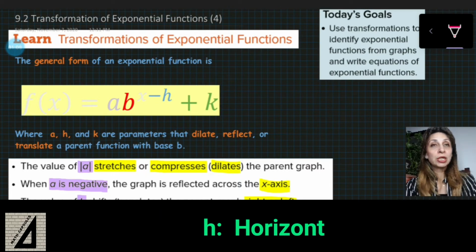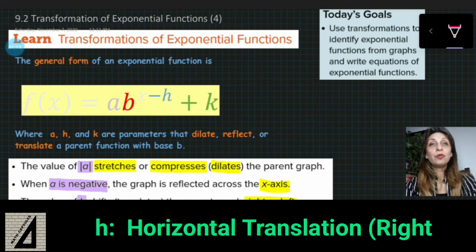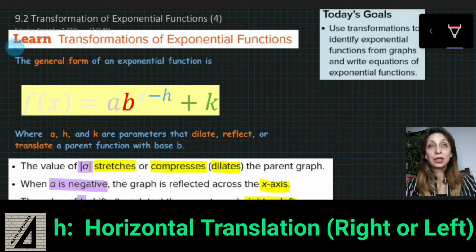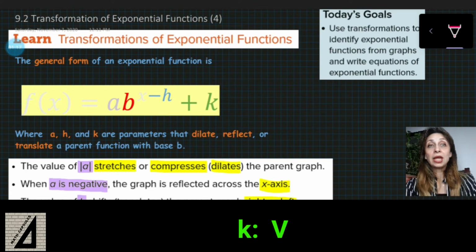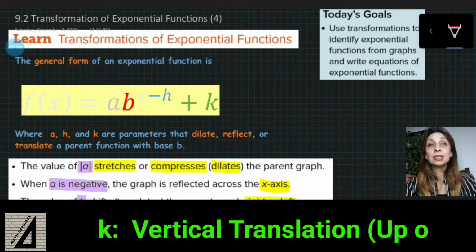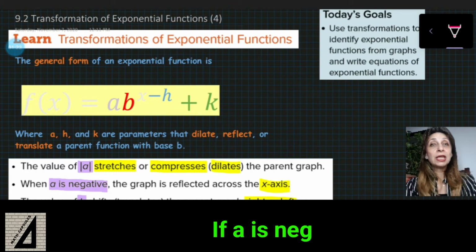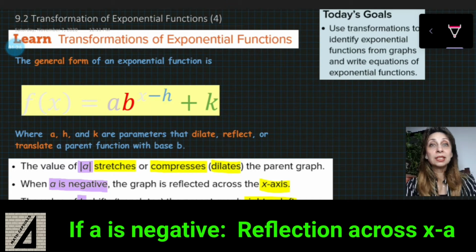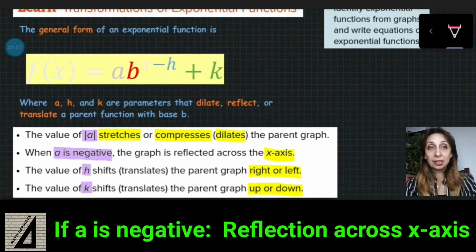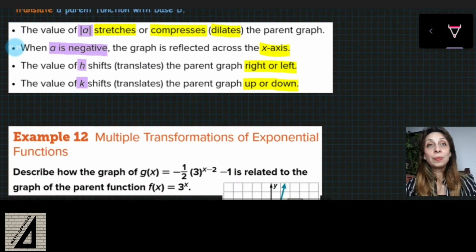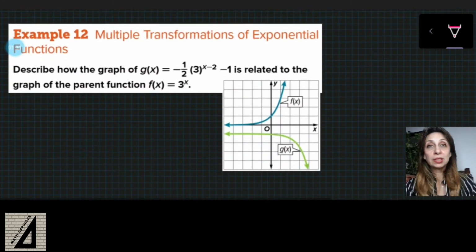And also h is responsible for the translation of the graph of the function right or left. And k is responsible for its translation up or down. And if a is negative, then this means it is reflected across the x-axis. Let us have an example here to summarize this.